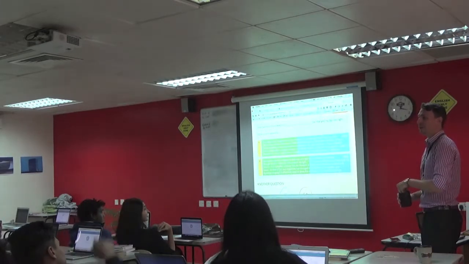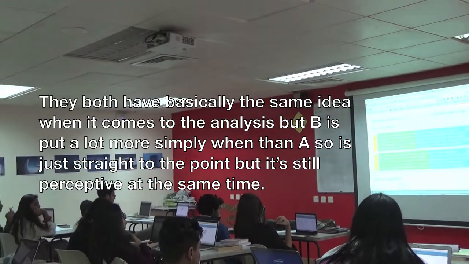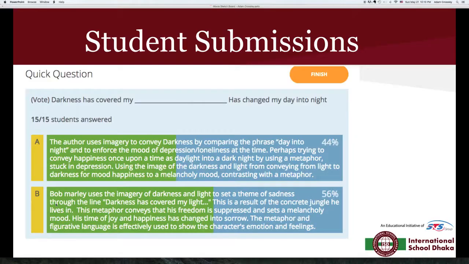Who voted for B? Who's somebody who voted B? A and B have basically the same idea when it comes to analysis, but B puts a lot more sympathy than A, so it's just straight to the point, but it's still perceptive at the same time. Here is the vote result. You can see that often the class is very closely split.